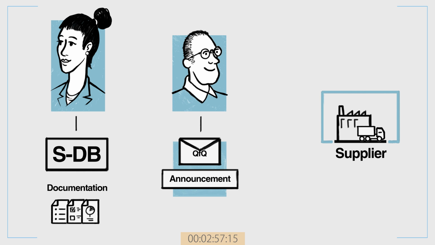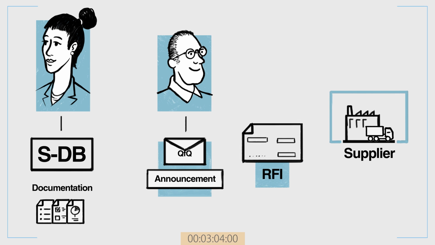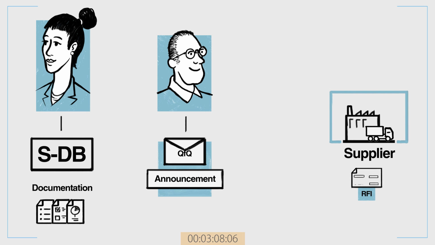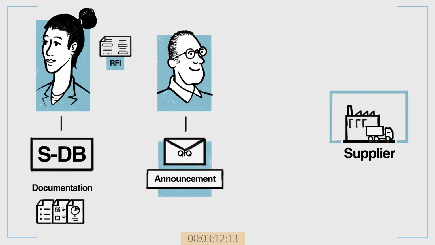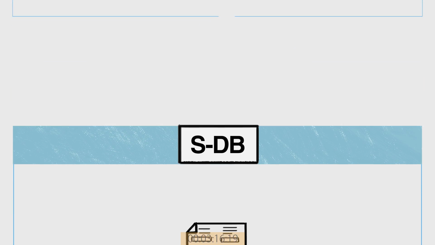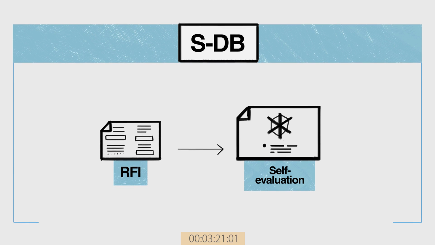Her commodity leader then sends a QFQ announcement letter to the supplier. Along with the announcement letter, the supplier also receives the request for information template, in short RFI, which the supplier needs to fill out and return to Julia, who then uploads it to the SDB. Based on the uploaded filled out template, an automated supplier self-evaluation is generated and graphically displayed in the SDB.